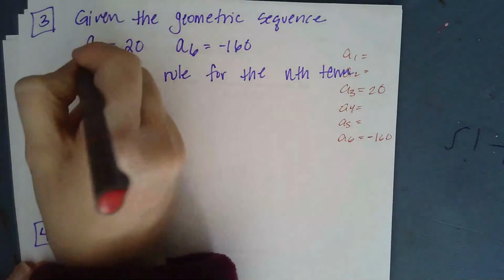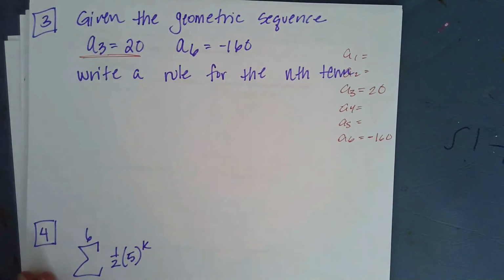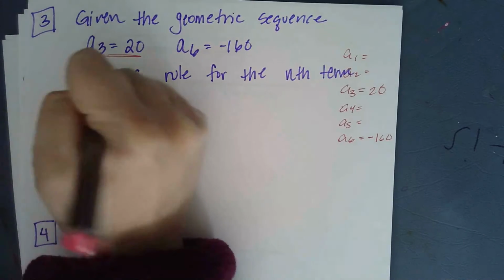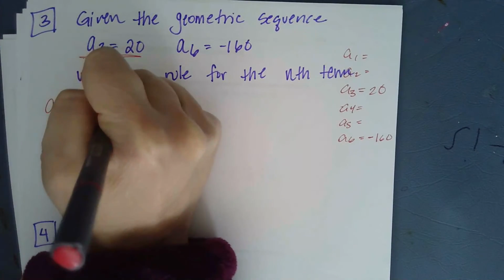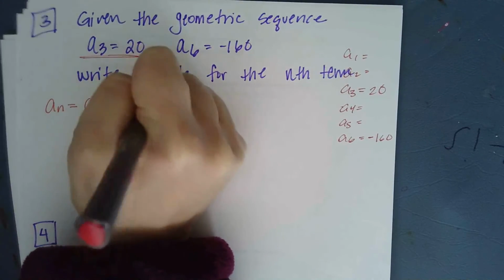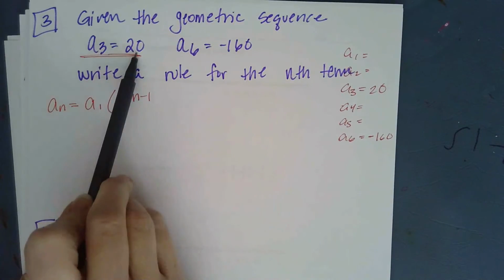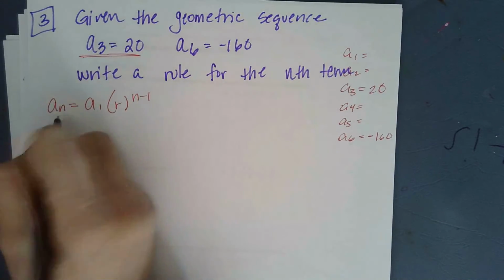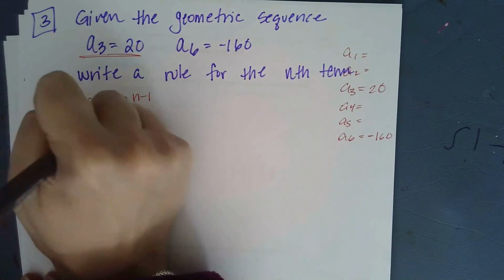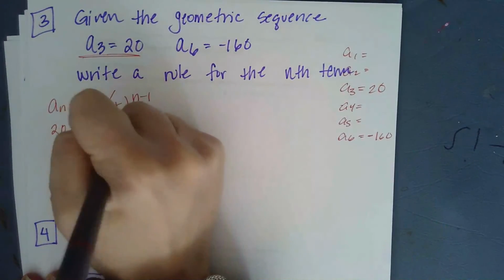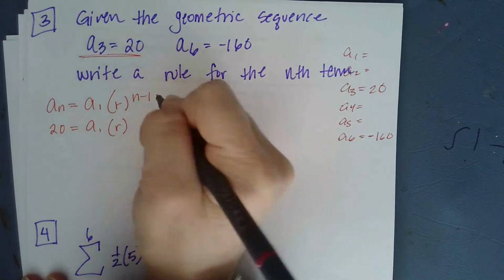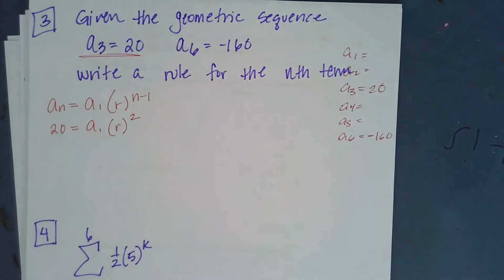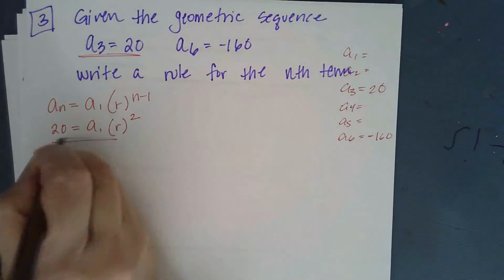So I'm going to take this equation here. I am going to start with my general formula and plug this term into this equation. I'm going to let a sub n represent 20. I don't know what a sub 1 is, I don't even know what r is, but I know n is 3. So I'm going to write down 2 up here because 3 minus 1 is 2. So this is my equation.